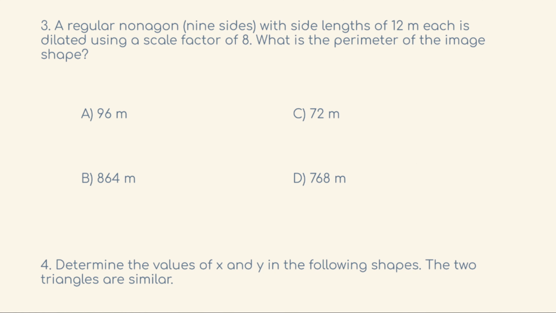Right, now question 3. A regular nonagon, which is a polygon with 9 sides, with side lengths of 12 meters each, is dilated using a scale factor of 8. So k is equal to 8. What is the perimeter of the image shape?